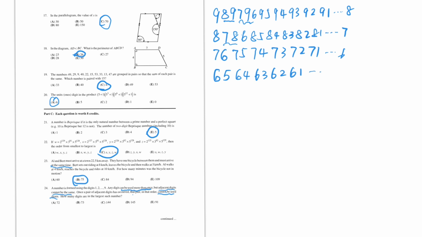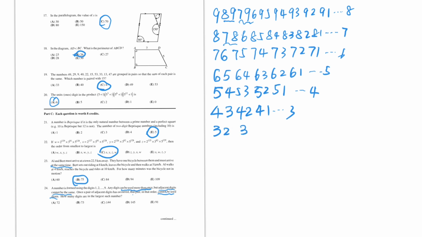6, 1. Then we can use the 5. Same thing, 5, 4, 5, 3, 5, 2, 5, 1. Then to the 4, followed by 4, 3, 4, 2, 4, 1. Then followed by 3, 3, 2, 3, 1. Then followed by 2, 2, 1.